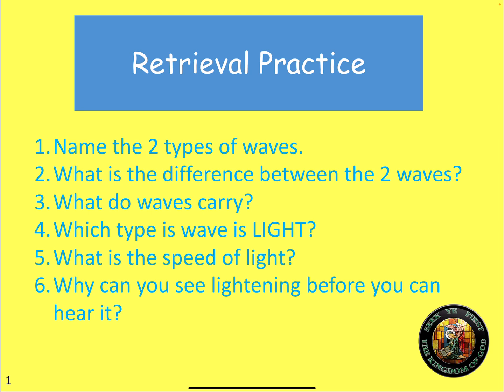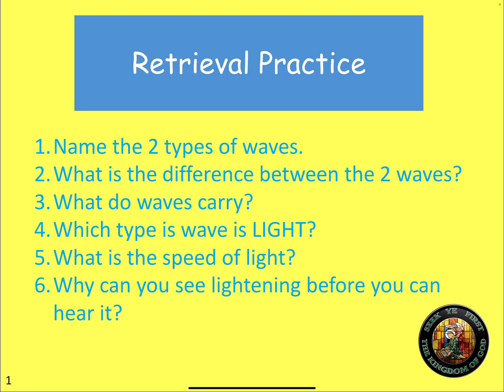Okay, let's see how you got on. So, number 1, name the 2 types of waves that you need to know about: longitudinal wave and transverse wave. 2, what's the difference between the 2 waves? Longitudinal waves are like a spring where they carry the energy parallel to the movement of the waves. And a transverse wave is where energy is perpendicular to the flow of the wave.